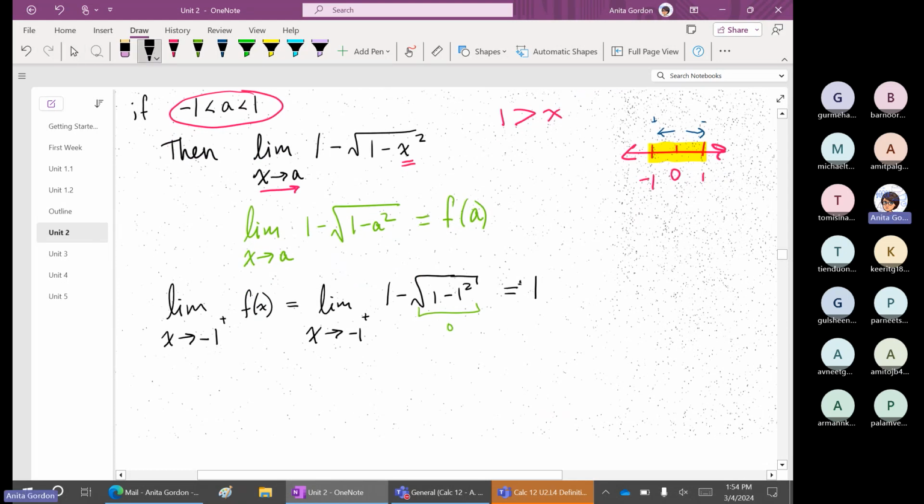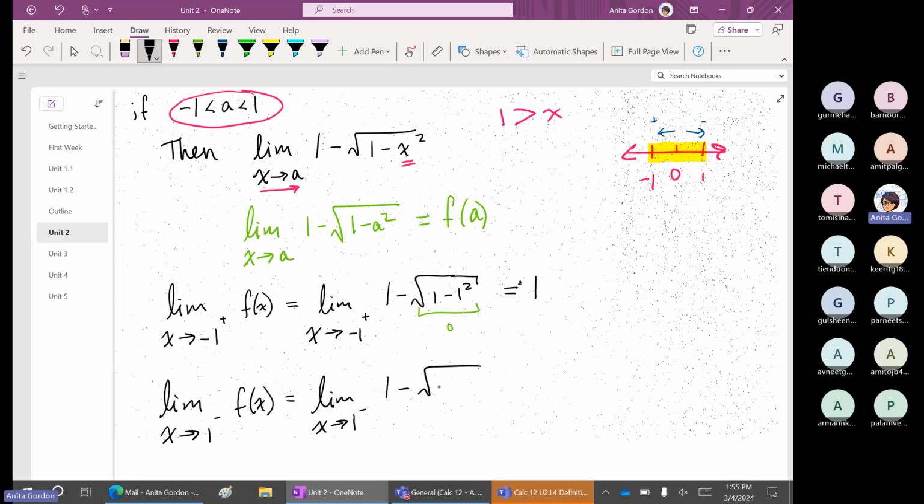And then I test the other end. The limit as x approaches +1 from the left. As before, getting infinitely close, I know that at 1 it doesn't violate any kind of restriction and it is within our domain. So I could use direct substitution again: 1 minus the square root of 1 minus 1 squared also gives this.